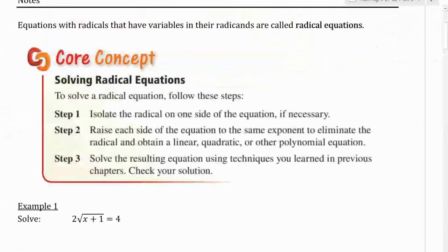Like I said, I'm not huge on the steps, but we're going to isolate the radical, because the way we can think about it, the square root has to be what, or the cube root, or whatever. And then we're going to raise each side of the equation to the same exponent to eliminate the radical. We're going to talk about exactly what that is in just a second, and then we're going to check our answers.